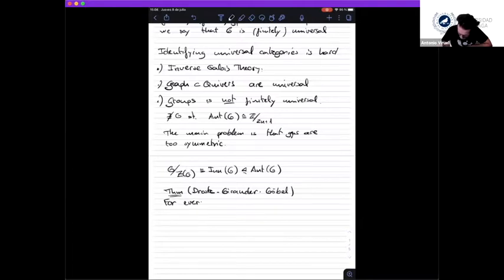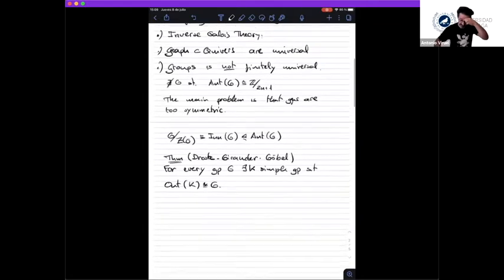For every group G, there exists a simple group K such that when you consider the outer automorphisms of K, you get G, right? So that somehow means that groups are not finitely universal, but there is a quotient category of the category of groups. If you consider just the category of representations, that is finitely universal.